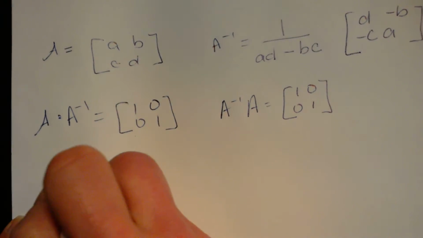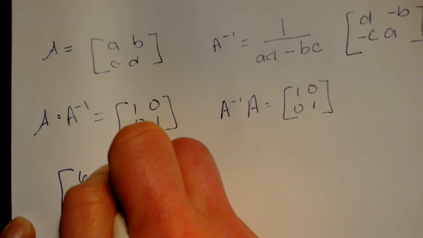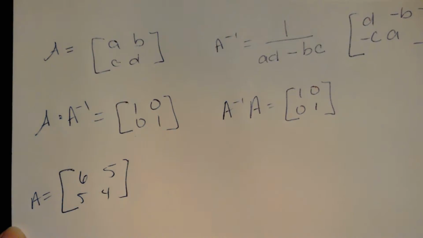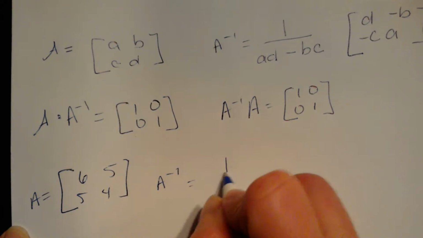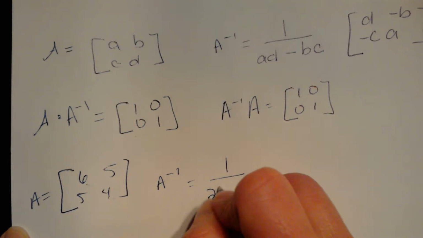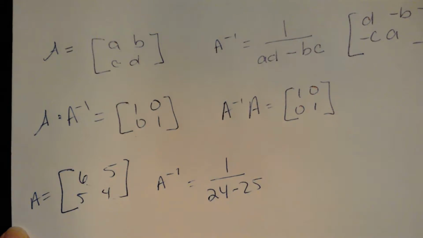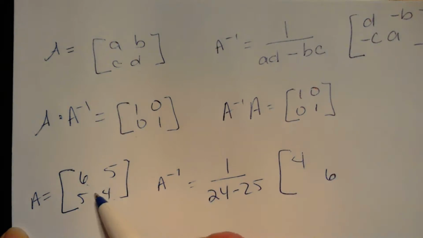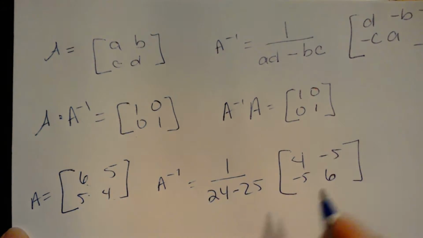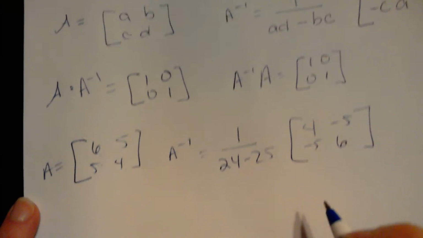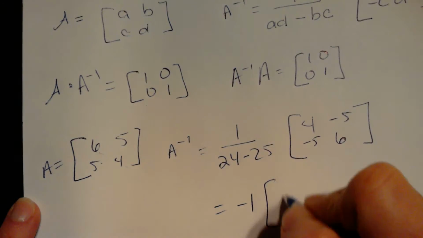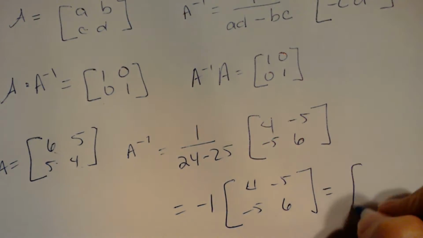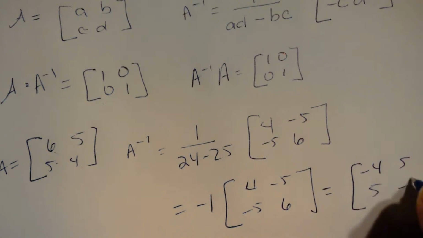So say I have 6, 5, 5, 4. We'll call this A, and we want to find its inverse. The first thing I do is multiply here, which gives me 24. Multiply here, it gives me 25, and we subtract them. Now in here, we switch these two, so it's going to be a 4, a 6, and then make these negative, so negative 5, negative 5. Now 24 minus 25 is just negative 1. So I have 1 over negative 1, so it's just negative 1 times 4, negative 5, negative 5, 6. So we just distribute that negative, and my inverse is going to be negative 4, 5, 5, negative 6.